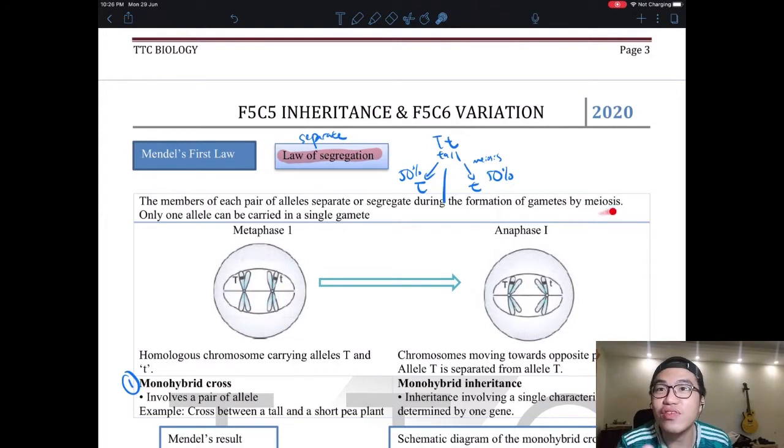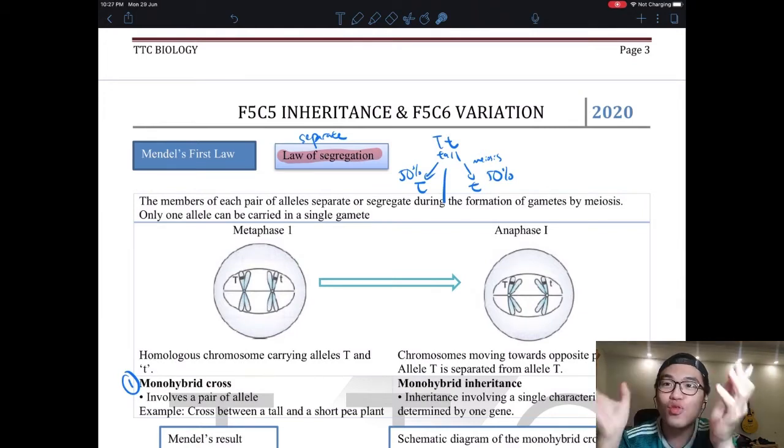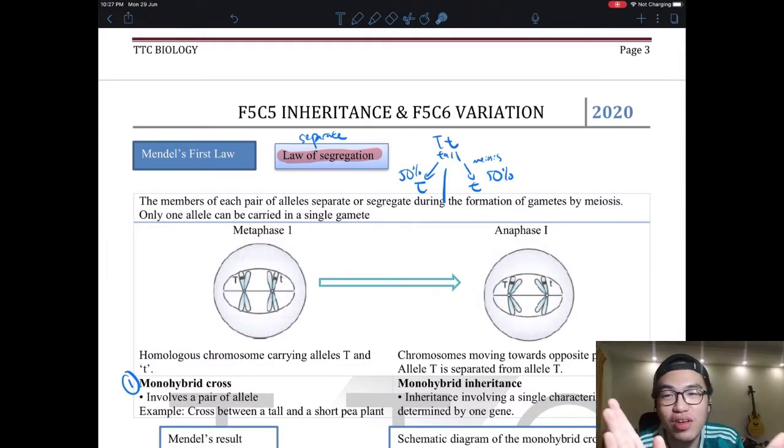Meiosis is to give you a half set of chromosomes. Only one allele can be carried by a single gamete. The gamete, which is the sperm or the ovum, can only carry half. You have 46 chromosomes. Your father can only give you 23. Your mother can only give you 23. So it's a random thing.